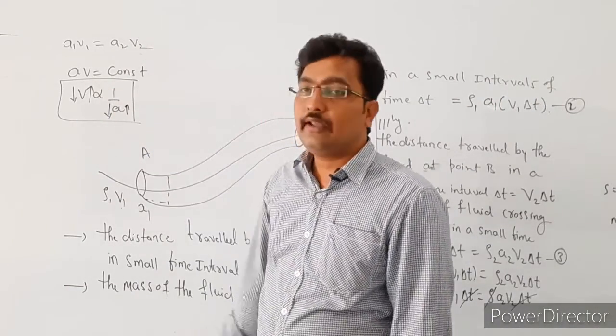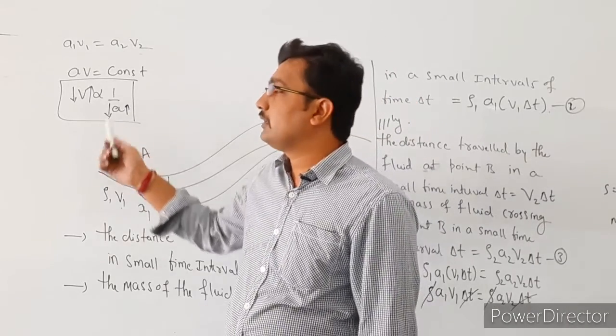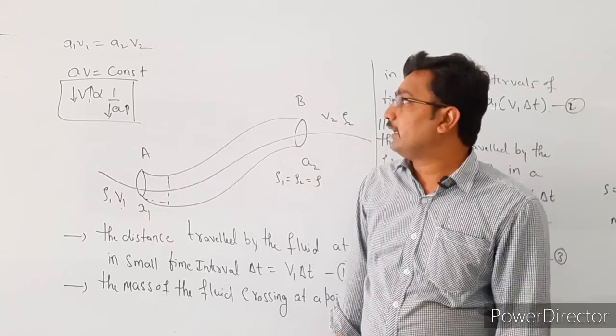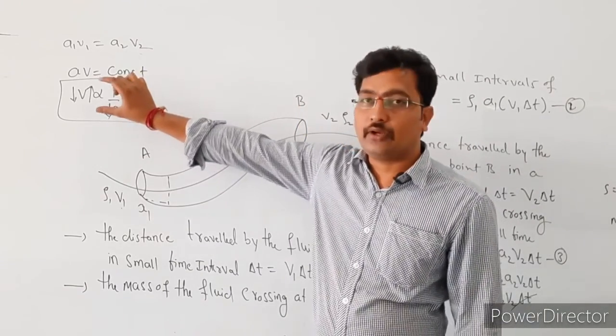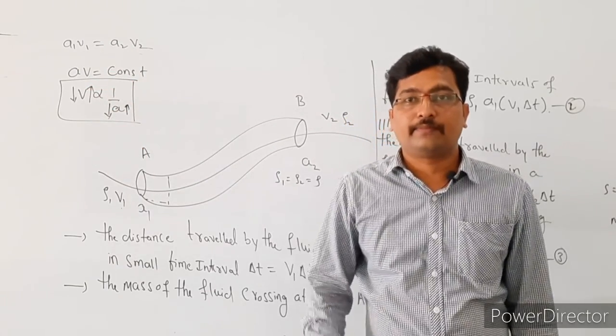In general, AV is equal to constant, or V is inversely proportional to area. So it indicates that if the area is small, the velocity is large. If the area is large, the velocity is small. Thank you.